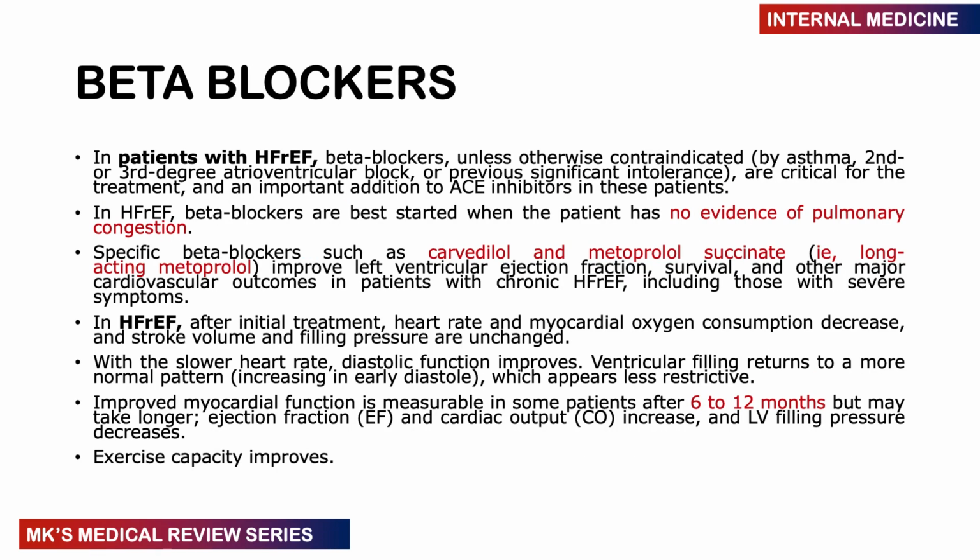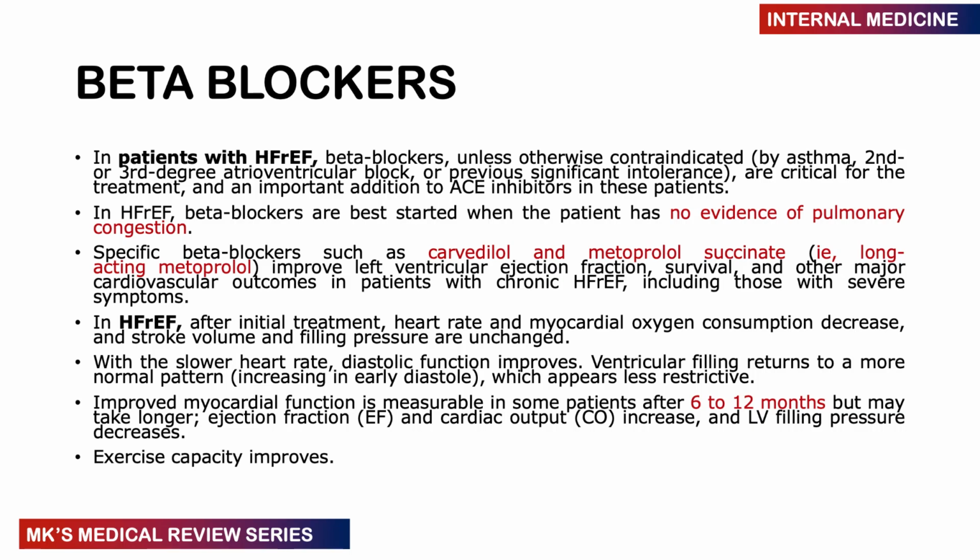We now move to the next group of drugs, which are the beta blockers. Remember, these ones are going to be used not in the acute phase. We avoid them in the acute phase. So if there's any acute presentation, avoid beta blockers. If your patient has evidence of pulmonary congestion, avoid beta blockers.